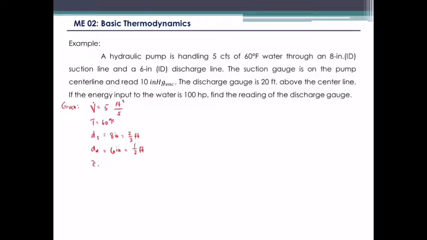The elevation. The discharge is 20 feet above the center line. So, 20 feet. While the suction gauge, sa suction, is at the pump center line. So, 0. Ano siya sa center line.